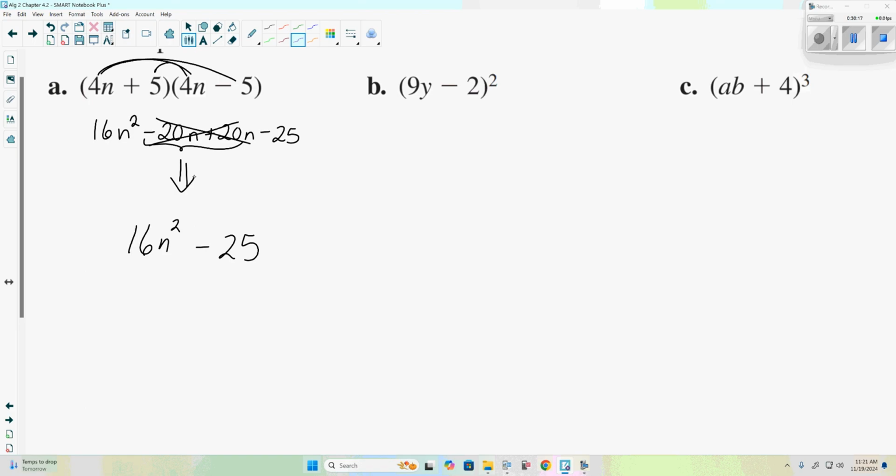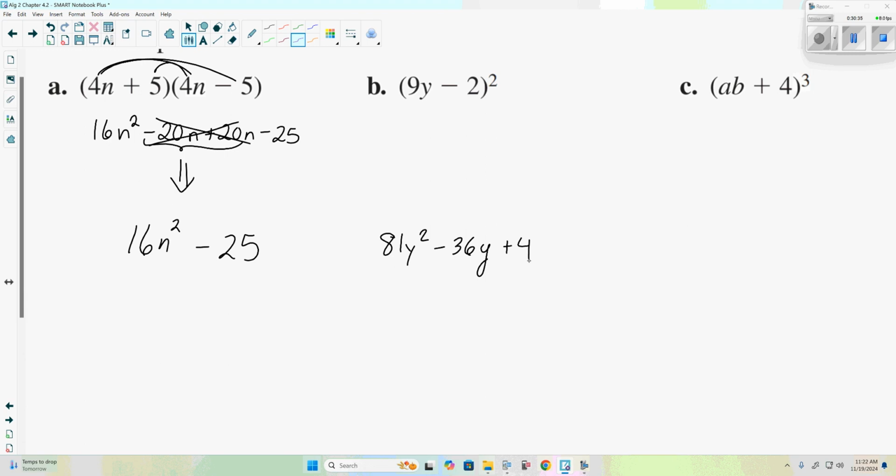Because I can say the same thing for (9y minus 2) squared. We could jump down and say that this is 81y squared minus 36y plus 4. Because there are ways to get there using those formulas there.